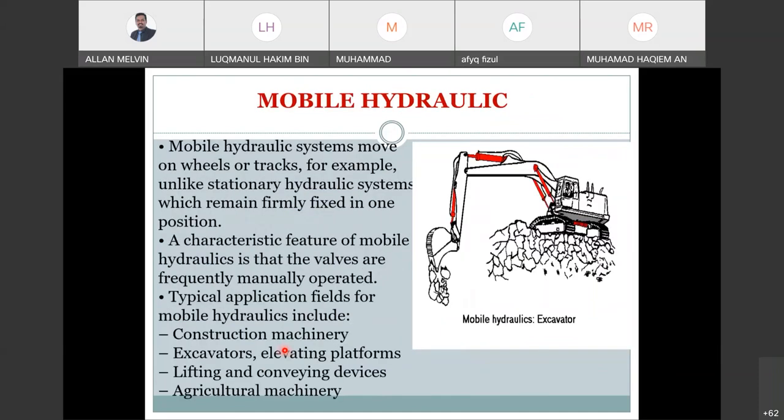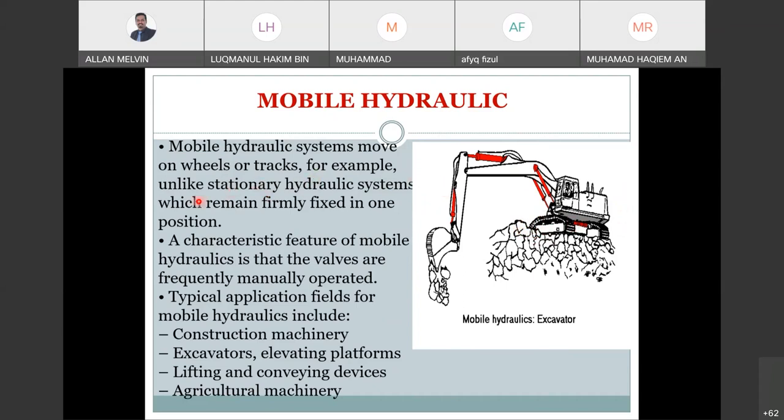And mobile hydraulic. So this is excavator. Dia biasa tengok kan, tengok dia ada hydraulic pistons inside for you to like move. And bawah pun ni pun, so yang ni pun dia boleh pusing. So tire face another side, yang ni dia boleh pusing dan buat kerja. Okay, so mobile hydraulic system move on wheel or track. So track maksudnya macam rantai lah. Okay, so wheels or roda.